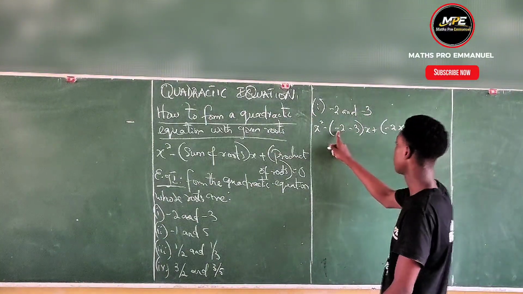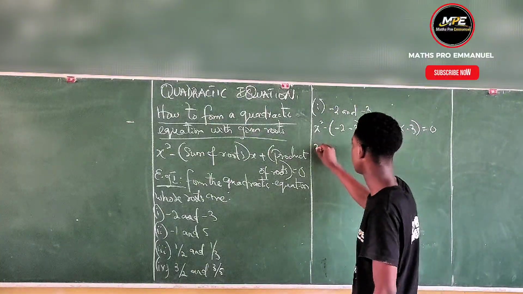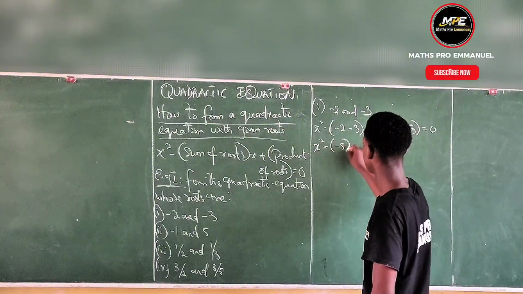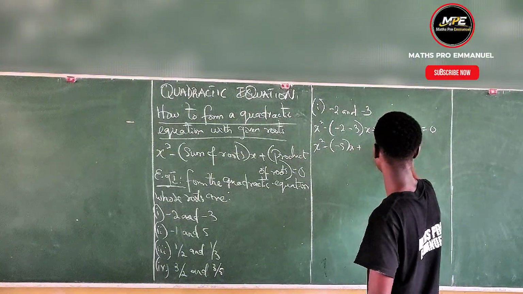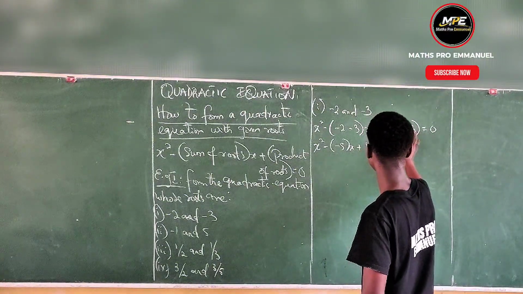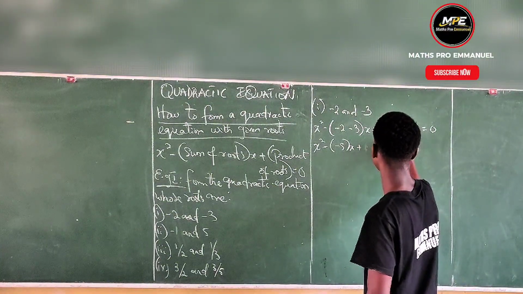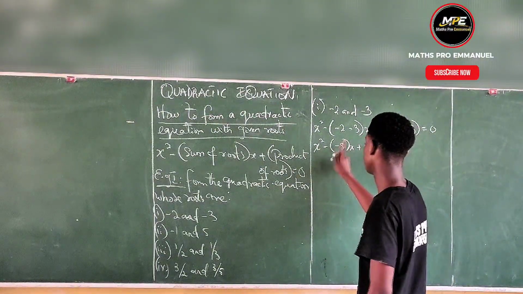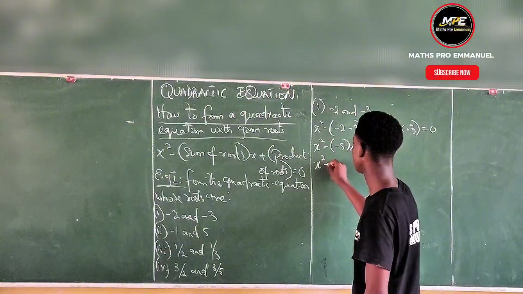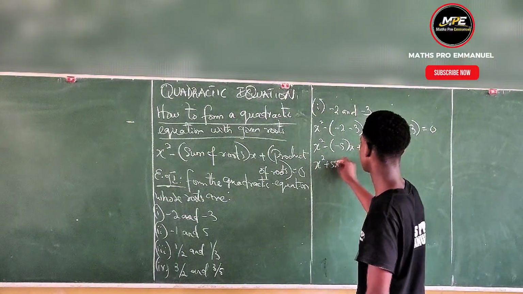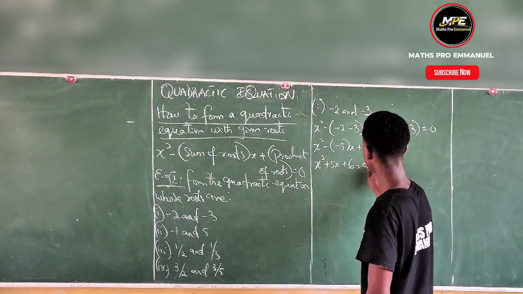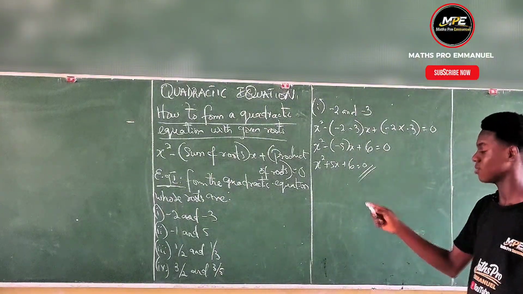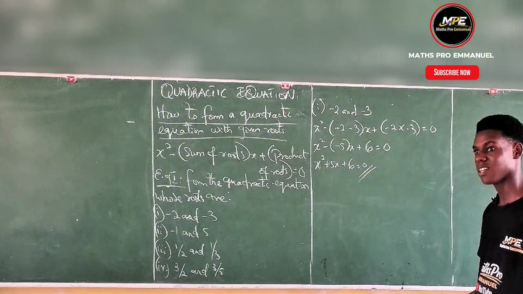That's it. So now -2 minus 3 is -5, and then I'll have x squared minus, this is -5x, plus, this time this, minus and minus is plus, 2 times 3 is 6, equal to 0. So minus times minus is plus, and I'm having x squared plus 5x plus 6 equal to 0. And I've successfully formed the equation from the roots. It's very, very simple. That's just it.